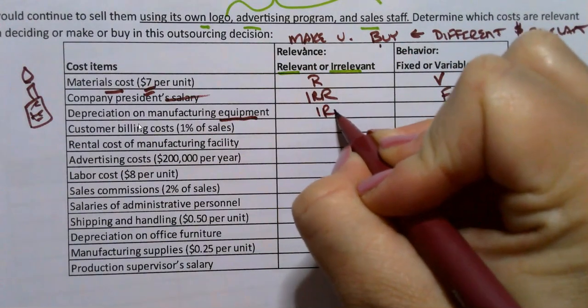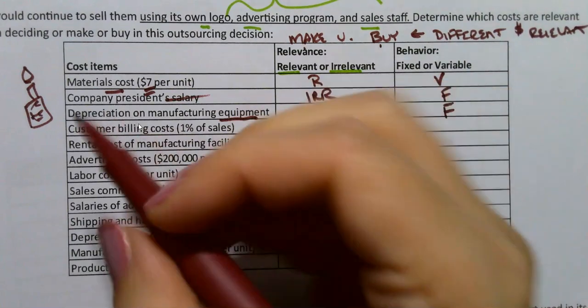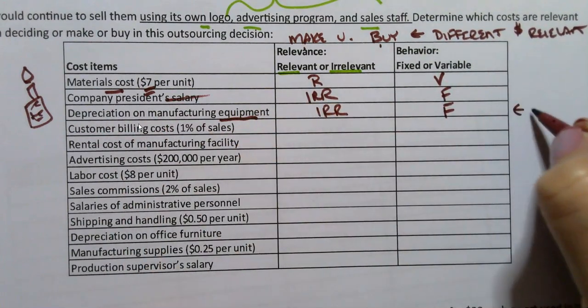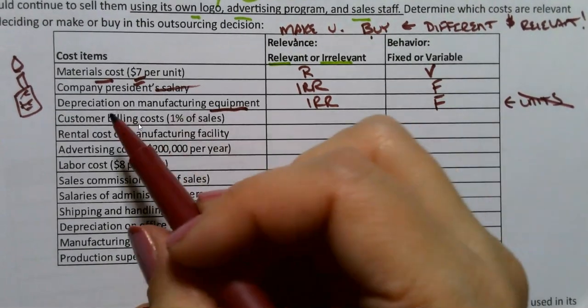So that one's kind of weird. It is irrelevant, and we know that it's the same every month. It is a fixed cost. It does not matter how many units they create. That does not matter. It will remain fixed.